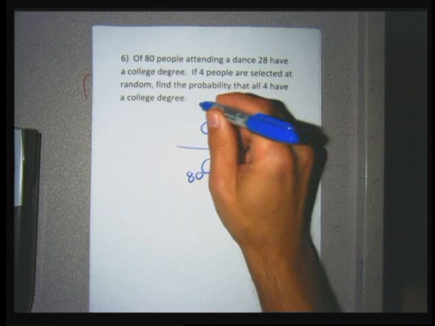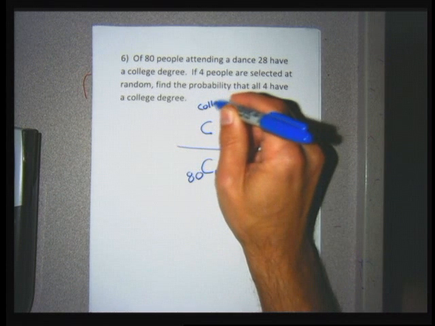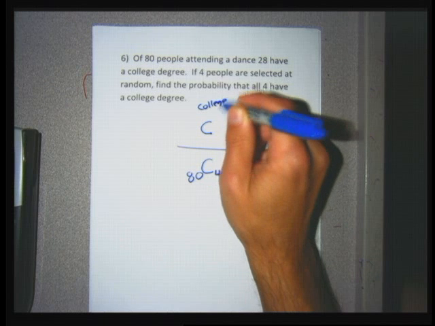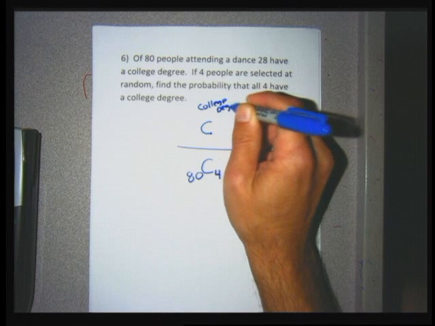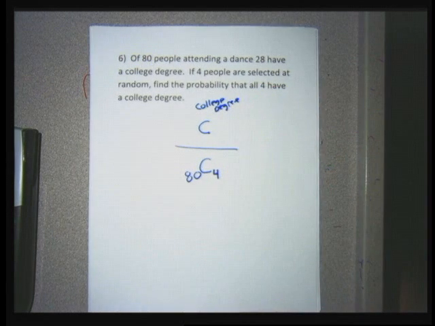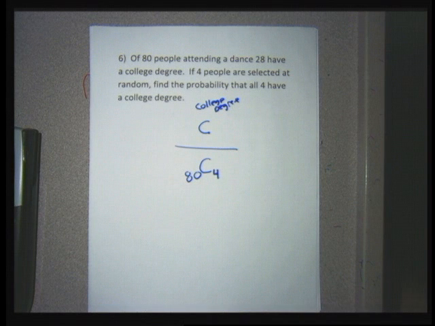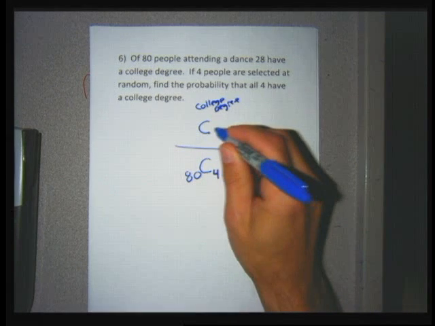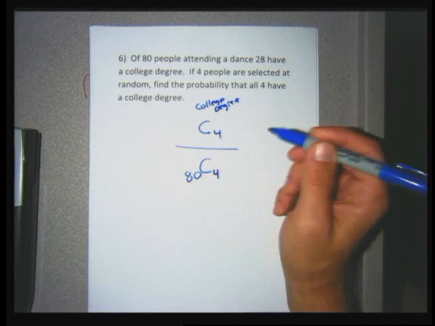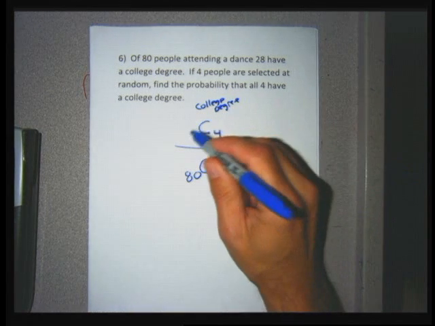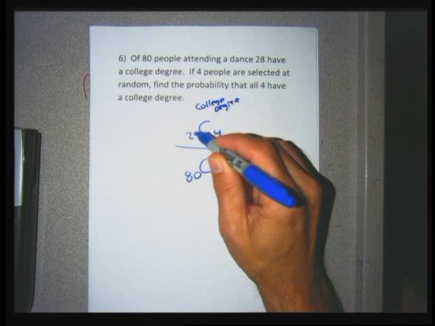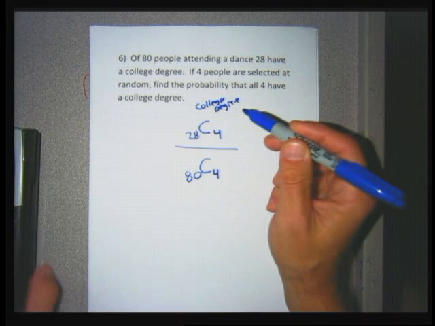In the numerator, I want all 4 to have a college degree. I only need 1 C in the numerator because I'm only having one kind of person. I'm not picking people with and without college degrees. To the right of the C is the number of people with college degrees that I want. I want 4. To the left of the C in the numerator is the number of people that I have to choose from, which is 28.